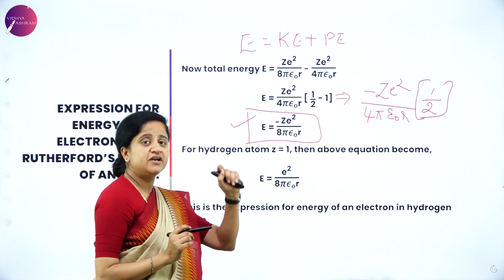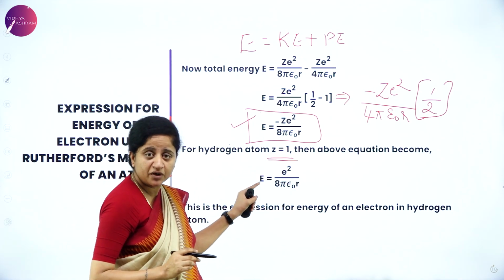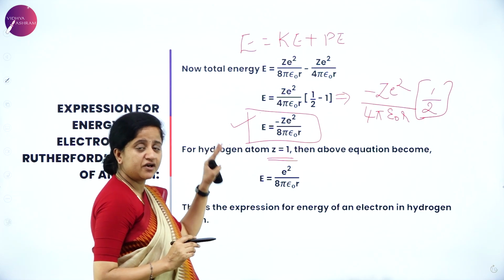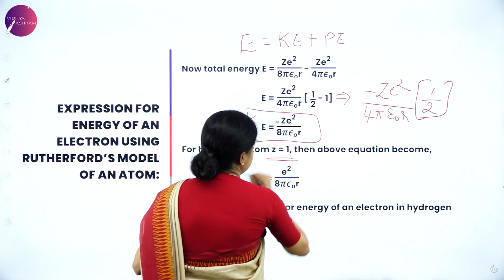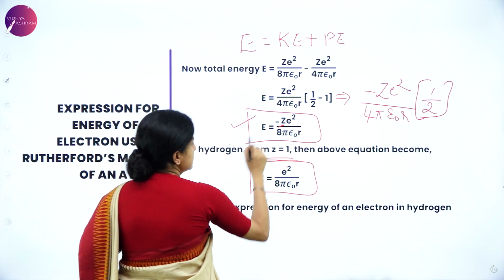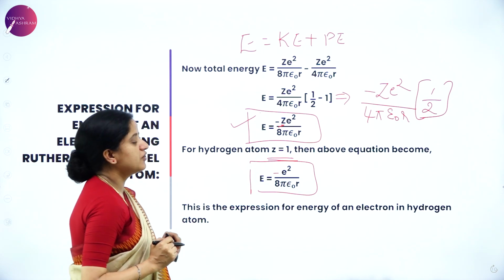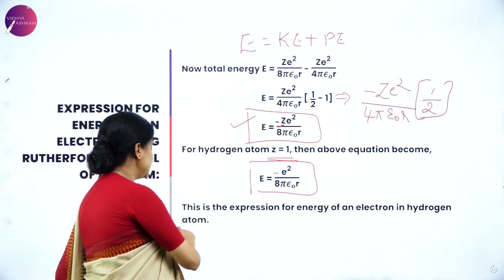Now suppose we consider a hydrogen atom, Z is equal to 1. It is very important to substitute the value of Z for a hydrogen atom. Then the above equation becomes E is equal to, in the place of Z it becomes 1, minus e square divided by 8 pi epsilon naught into r, which is an expression for the energy of an electron in a hydrogen atom.